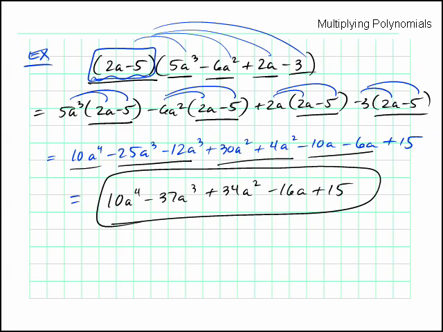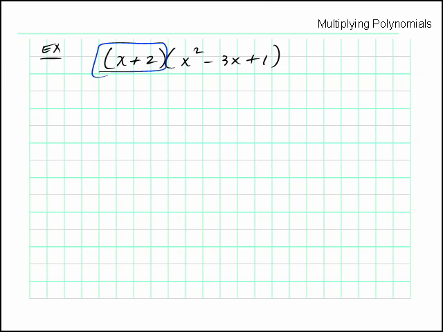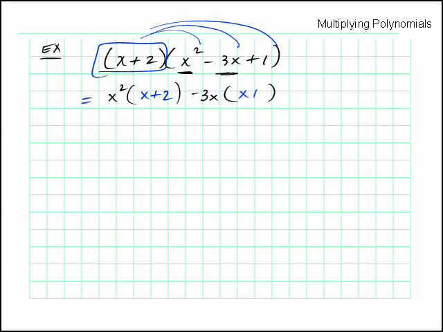Okay, let's try another one where we have to use this distributive method. Let's say we need x plus 2 multiplied to x cubed minus 3x plus 1. So let's try this again one more time here. I got to take the x plus 2 and I've got to distribute it here and here and here, which would look like this. You got the x squared times the x plus 2. You've got the negative 3x times the x plus 2, and you got this positive 1 times the x plus 2, like that.